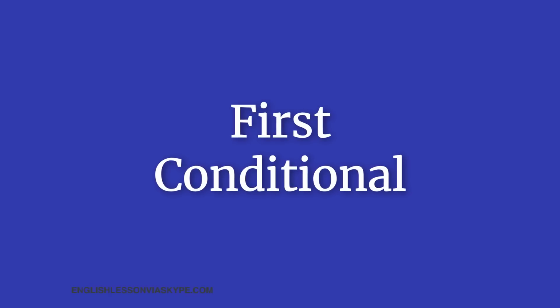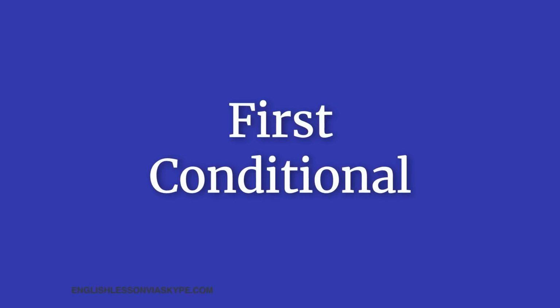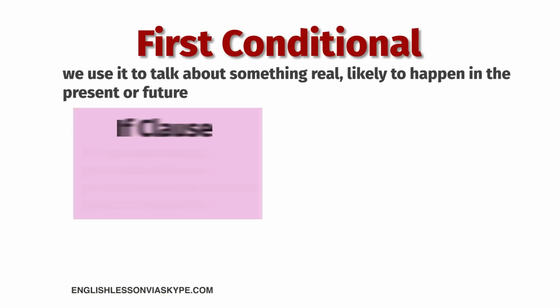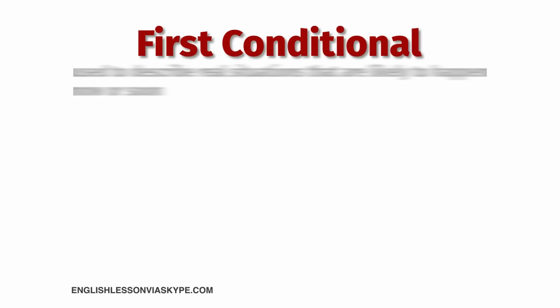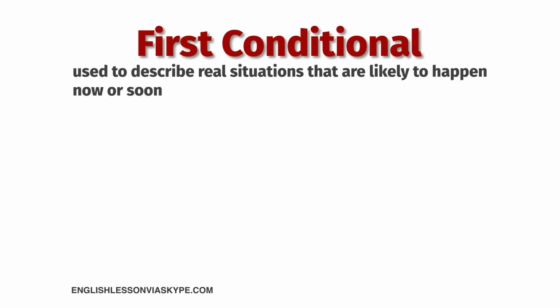So let's look at the first conditional. Okay, so this is when it gets a little bit more complicated. When we use the first conditional, we are talking about if plus the present, or if plus present continuous, present perfect. And then we have the second clause, the main clause, with the future or imperative. And then we can use can, must, should, with the bare infinitive. So that all sounds like a mouthful. So let me give you some examples. We use first conditional to talk about something real, likely to happen in the present time or in the immediate future.